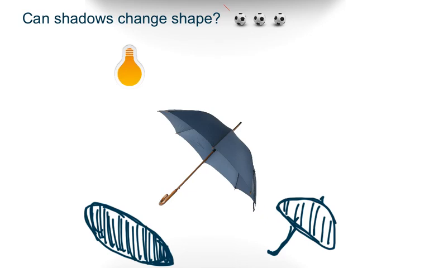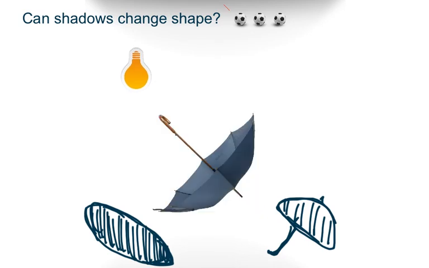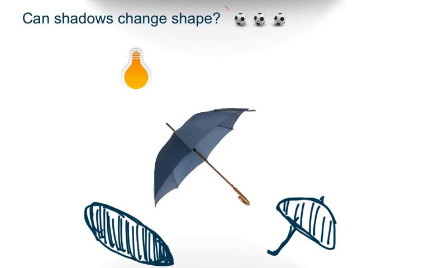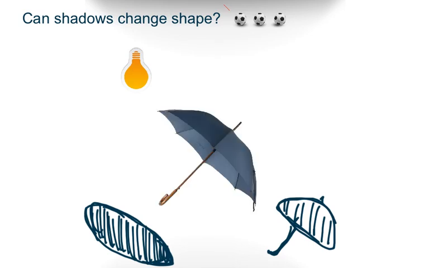So just now what I did was I moved the light source. I moved the light from here to here, and you can see that the shadow actually changed. And same thing, instead of moving the light, I can also rotate the object. If I change the object and move its position, the shadow will also change its shape.